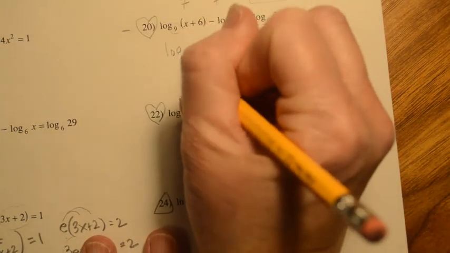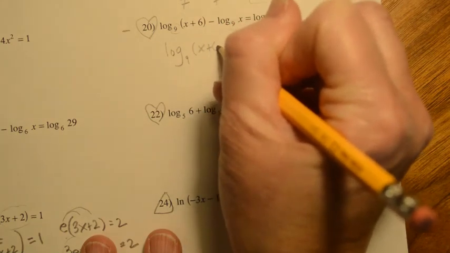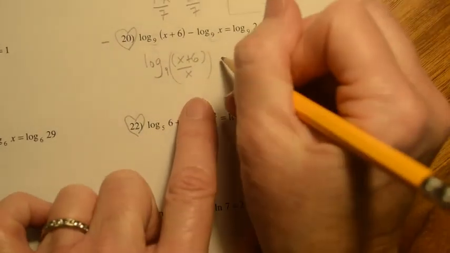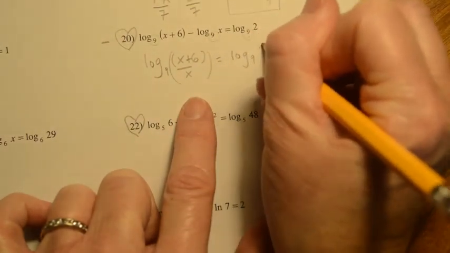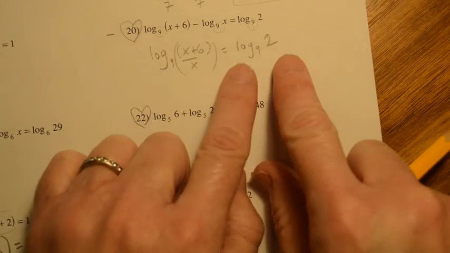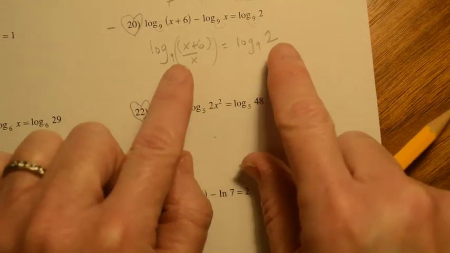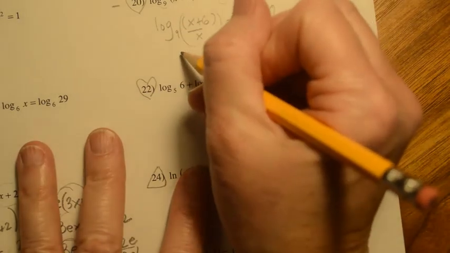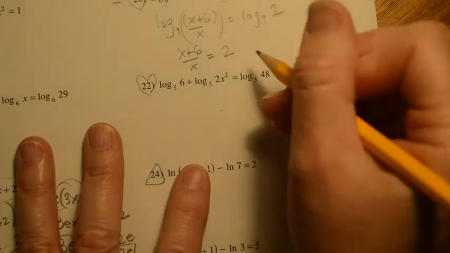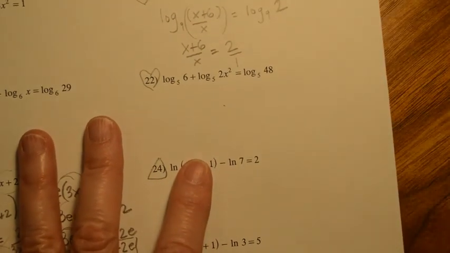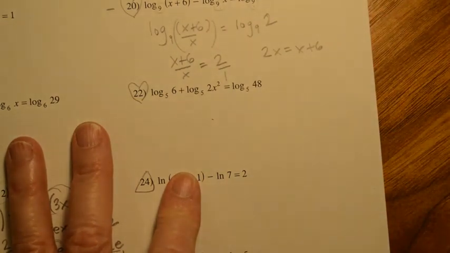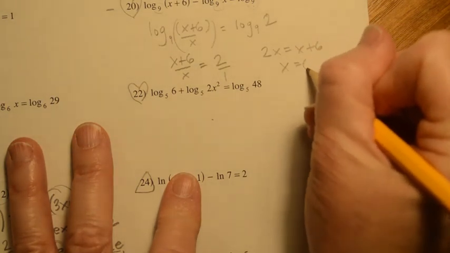Okay, this is going to be log base 9 of x plus 6 over x. You really don't need those top parentheses. I don't know why I put them in there. Equals log base 9 of 2. All right, so we have a single expression here equaling a single expression here. So I must have been taking log of the same number. So this is going to be x plus 6 over x equals 2. Again, I'm going to cross multiply, so I get 2x equals x plus 6. I subtract the x and I get x equals 6.